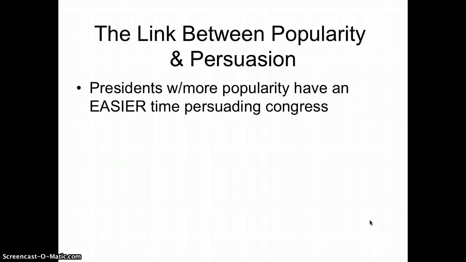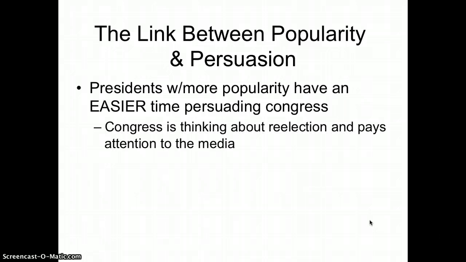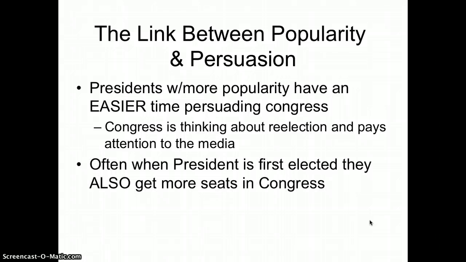So as we said, presidents with more popularity have an easier time persuading Congress. Congress is thinking about re-election and pays attention to the media. Often when a president is first elected, they also get more seats in Congress. So what I mean by that is that usually when we see a Democrat win the presidency, then we see more Democrats in Congress than normal, which is what happened in both 2008 and 2012. And then when we see a Republican get elected, we see the exact same thing. They will get a spike. So it is kind of easier for the president in the beginning of his term to get more of what he wants passed and get his agenda met.